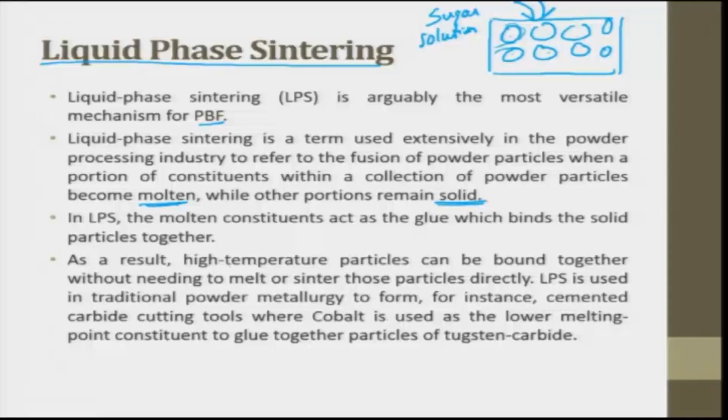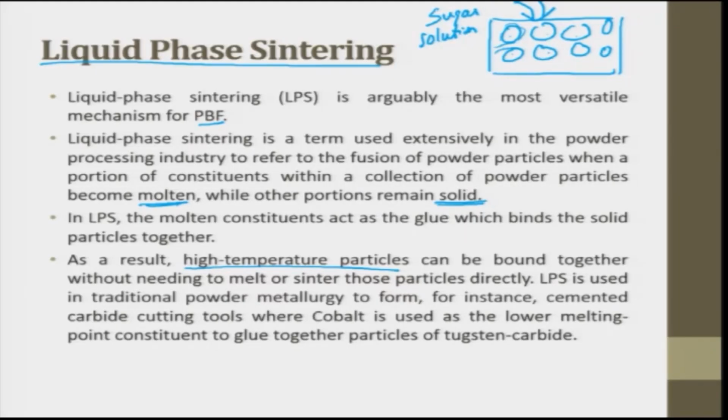As a result, high temperature particles can be bound together without needing to melt. Otherwise, if you want to bond groundnut and groundnut, it's next to impossible. Suppose you take SiC particles, you want them to sinter to each other, you have to apply huge energy. So high temperature particles can be bound together without needing to melt or sinter those particles directly.